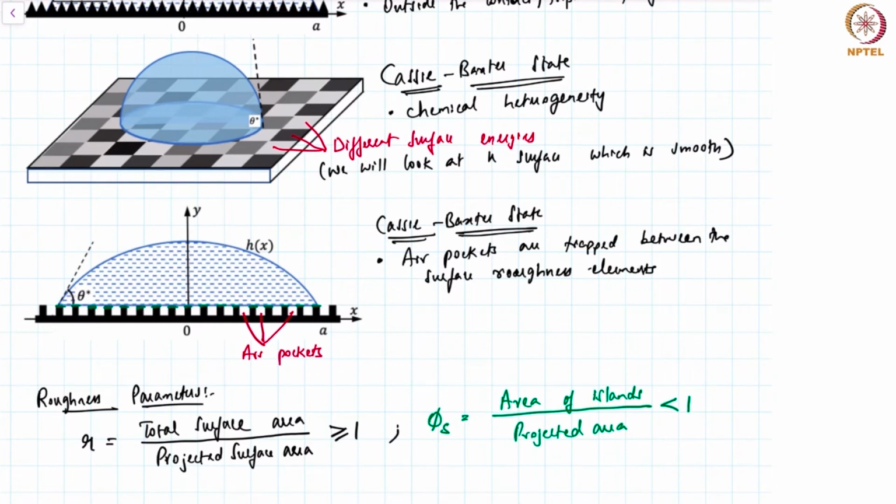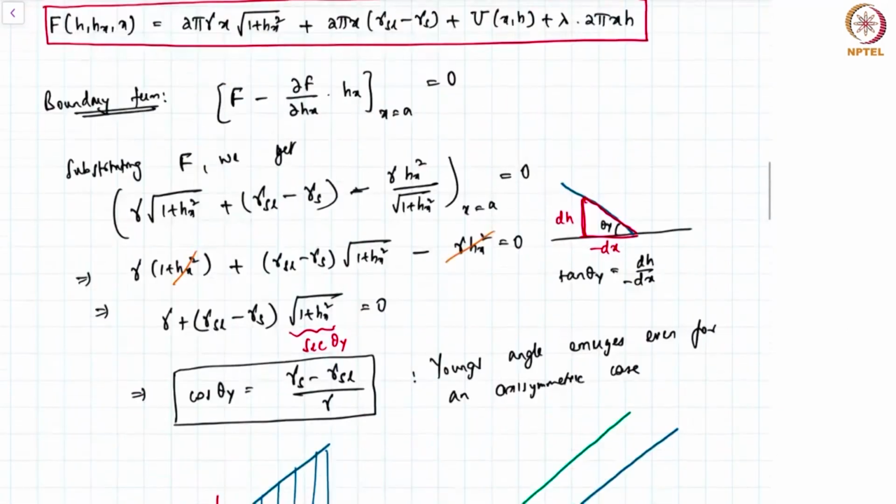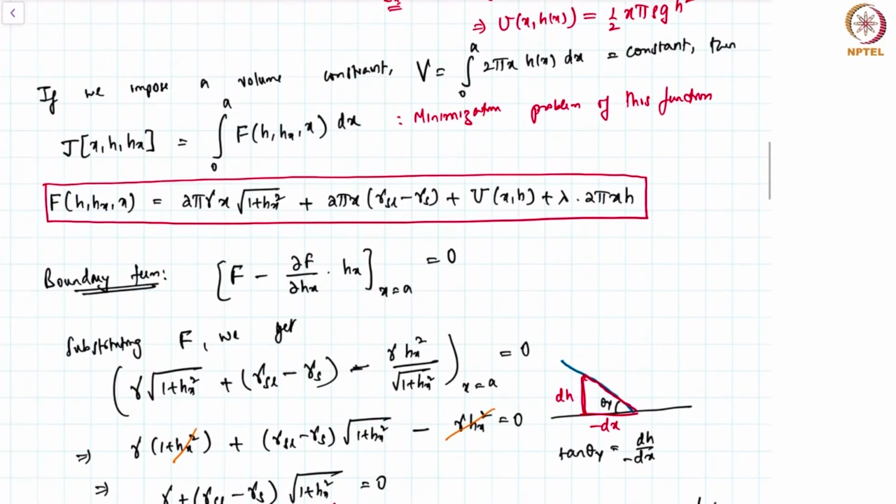Now, having defined both these parameters, let us now look at the analysis first for the Wenzel model. I call it the Wenzel model because this is a model that Wenzel originally proposed, I think, in 1936. So the idea is exactly similar to what we've done for a smooth surface. But let's look at the different parts of this highlighted box. This is basically the integrand of this energy functional. Now there are several terms here.